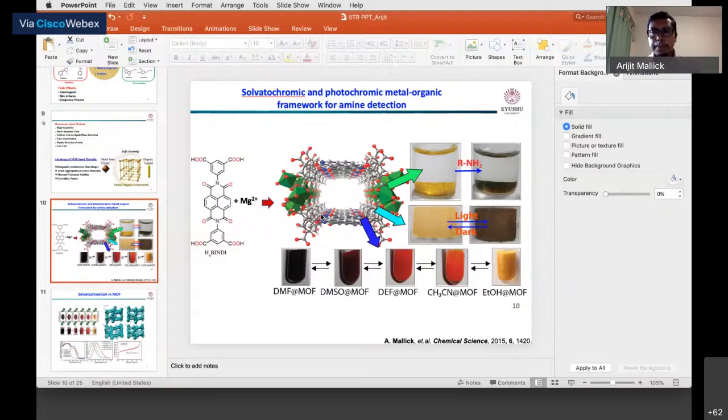Okay, there is a question from the audience from Ramkrishna Halder. He asked, how can you use this material in the oil and gas industry in detection?